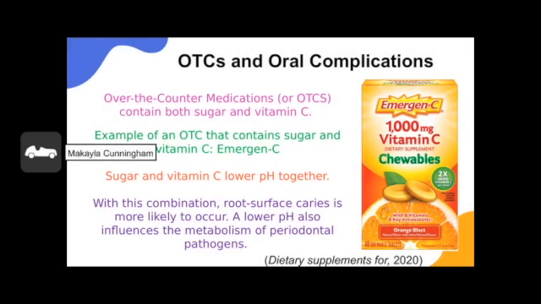Some over-the-counter medications, or OTCs, contain both sugar and vitamin C. An example of this is Emergen-C. Sugar and vitamin C in some OTC medications create a lower pH in the mouth. With this, root caries is more likely to occur, and it also influences the metabolism of periodontal pathogens.